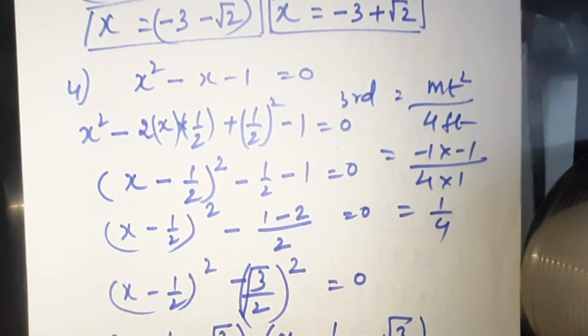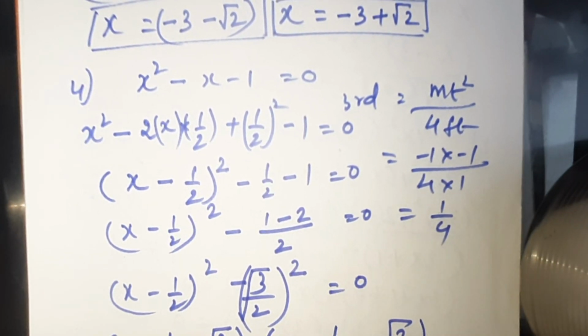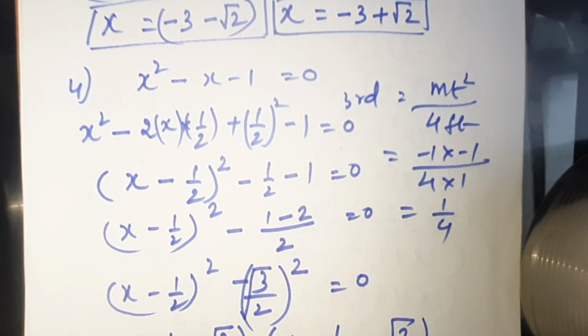So in this way we can calculate the answer. This is one of the simplest ways which you can follow if you get confused with your middle term factorization.